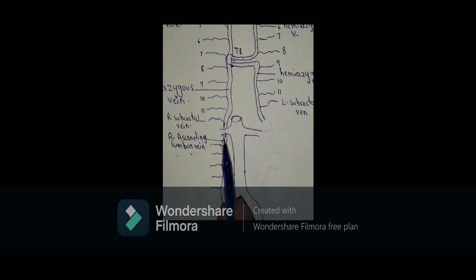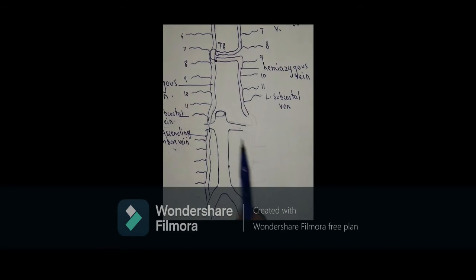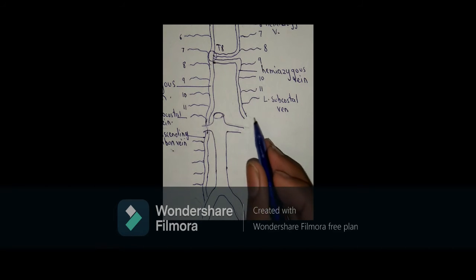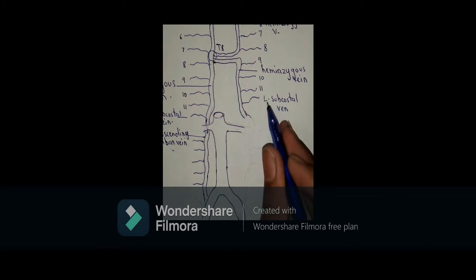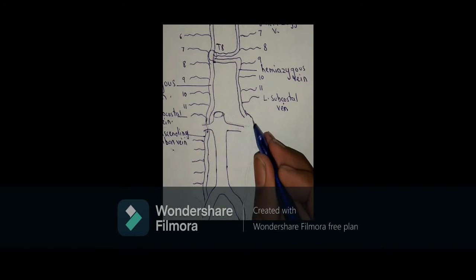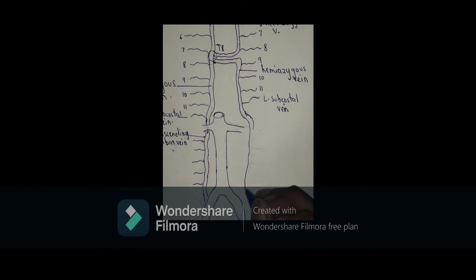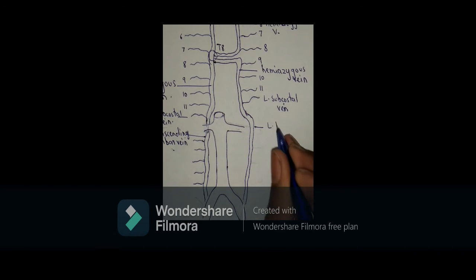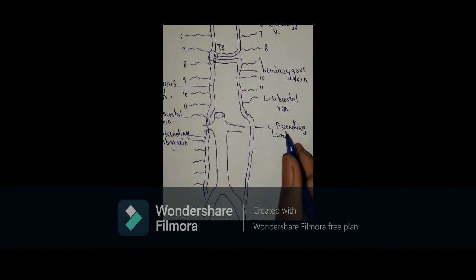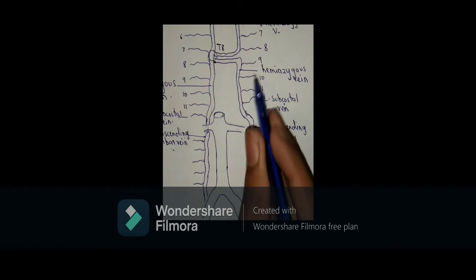Also on the right side, we saw that the right ascending lumbar vein and the right subcostal vein were forming the azygous vein. So the same will happen on the left side too, that this left subcostal vein and this ascending lumbar vein on the left side, the left ascending lumbar vein, will form the hemiazygous vein on the left side.